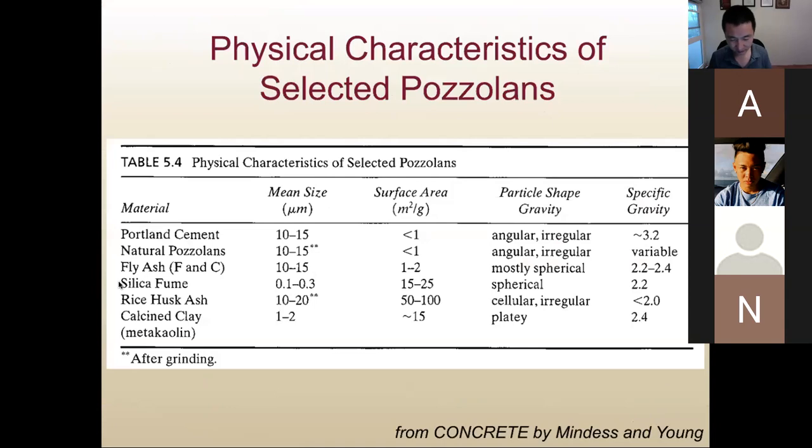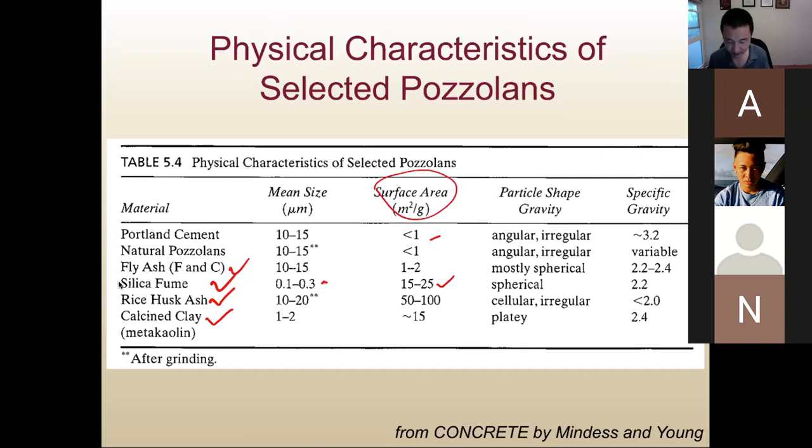And here shows the physical properties of some of the pozzolans. As you can see, fly ash, silica fume, rice husk ash, which is the ash coming from burning rice husk, and also calcined clay, which is another natural source of SCM. We can see the particle size for silica fume is very small. The surface areas of some of these materials are very high. We can see for silica fume it is much higher compared to Portland cement.